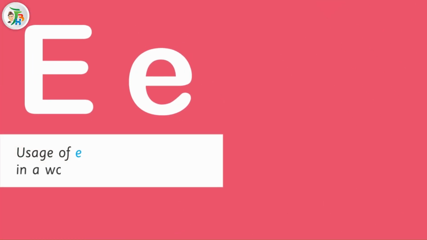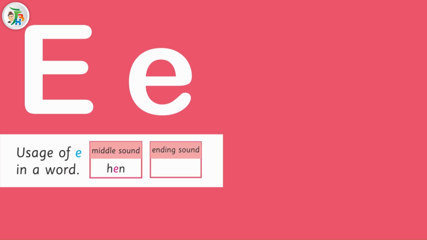The letter E. Usage of E in a word. The letter E can be in the middle of a word like hen. The letter E can be at the end of a word like bee.